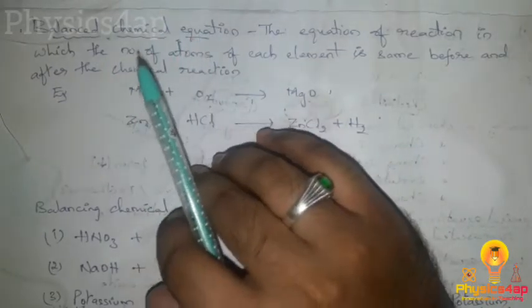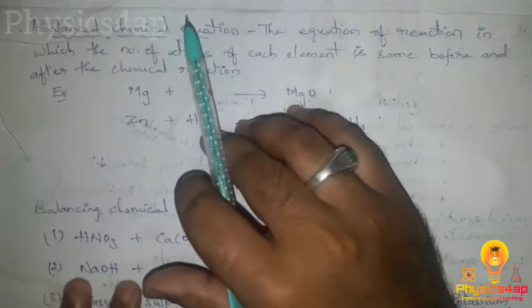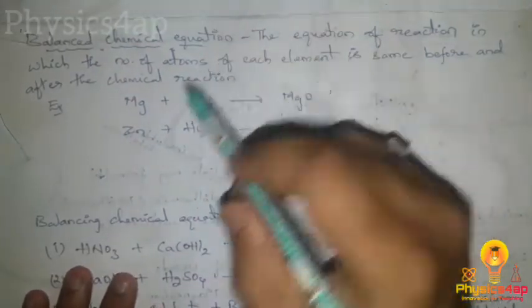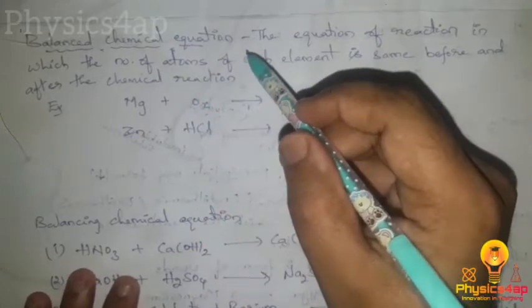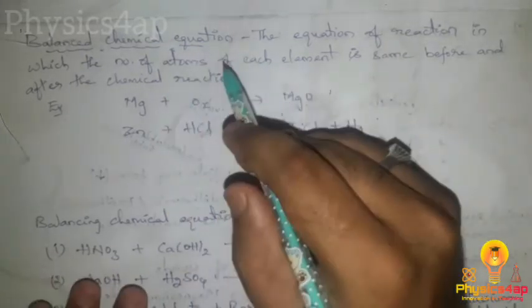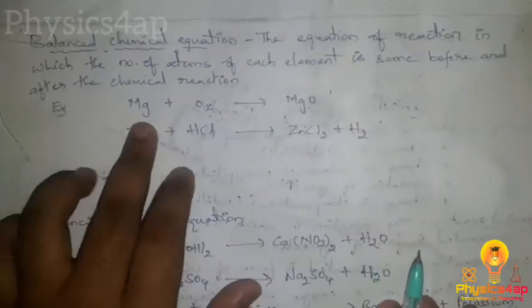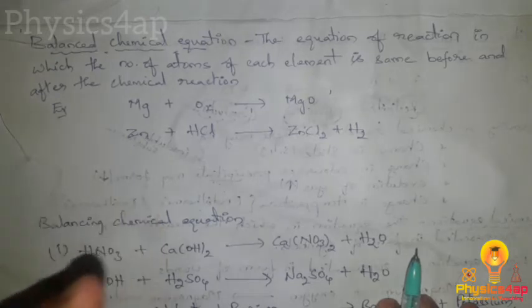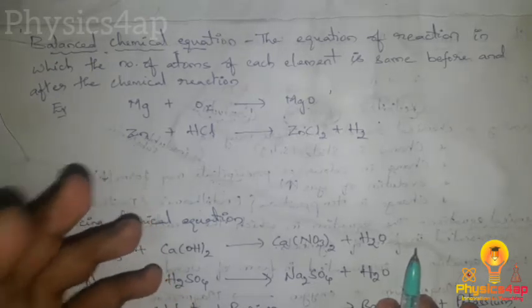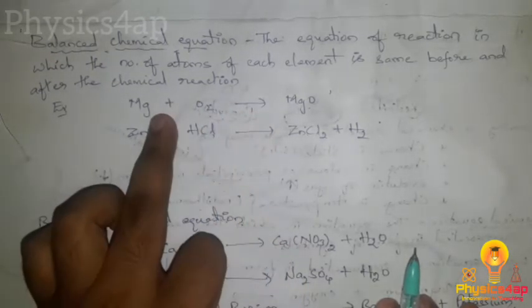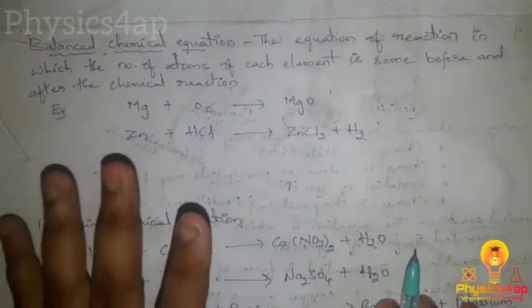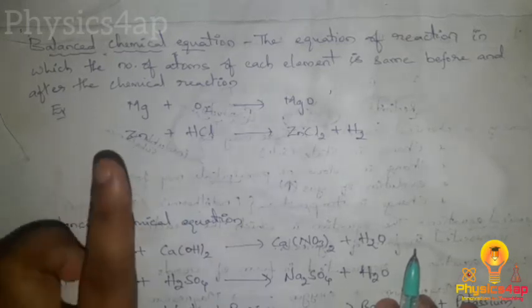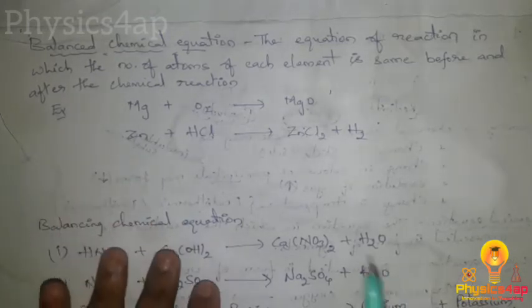If you have learned in 9th grade, you might have learned about the law of conservation of mass. The law of conservation of mass says that atoms are neither created nor destroyed; they are converted from one to another. So their masses will be the same before the reaction and after the reaction. And also the number of atoms of a particular element is the same.